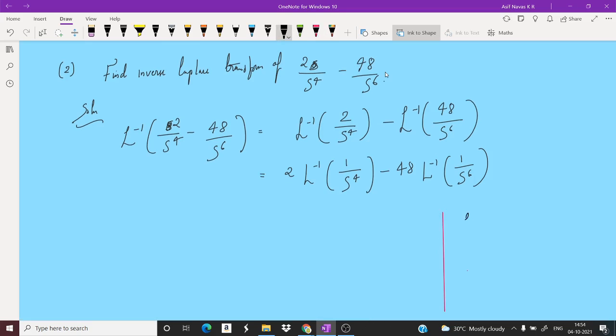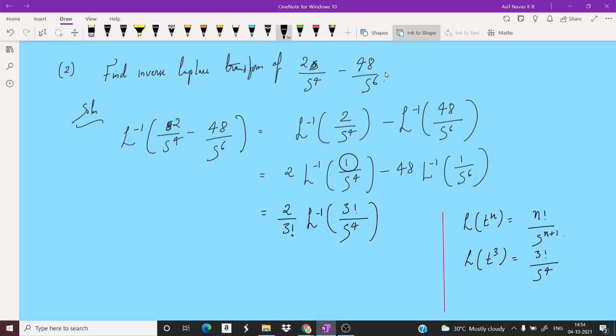Now we know that L of t raised to n is n factorial divided by s raised to n plus 1. Okay. So L of t cube is equal to 3 factorial by s raised to 4. Now if I want here 3 factorial, right? So in order to get that, 2 divided by 3 factorial into L inverse. So we can write here 3 factorial divided by s raised to 4. Have you got it?